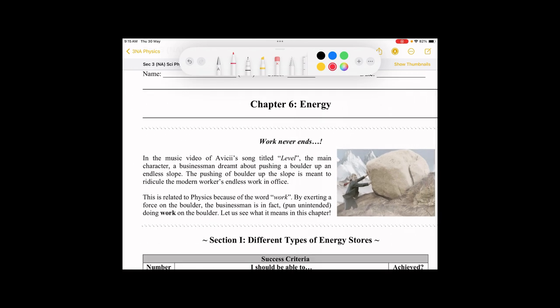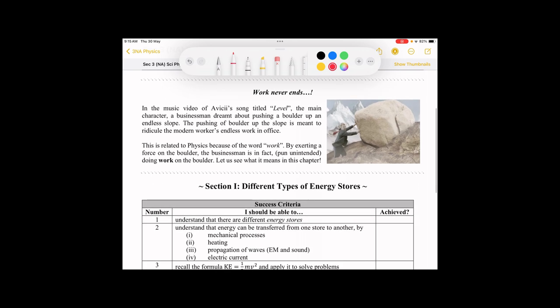Energy is something that you might have already learned about in primary school and even in lower sec. But just take note that in our new syllabus for upper sec physics, the way that we talk about energy has changed. We'll talk about it more later.